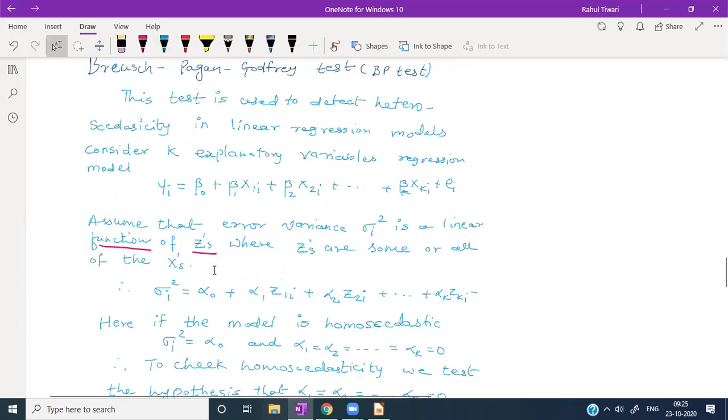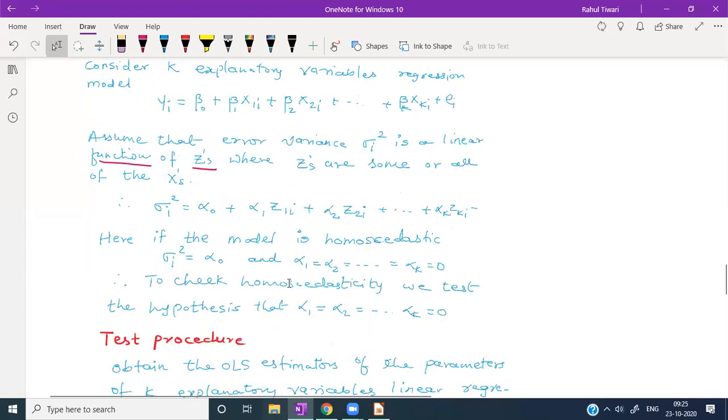And if we assume this variance is some function of your z, where z may be some x or all x. And if there is no heteroscedasticity, then all these z's are going to be 0. That means your alphas are equal to 0. If all alphas are equal to 0, that means automatically your variance is equal to a constant value.